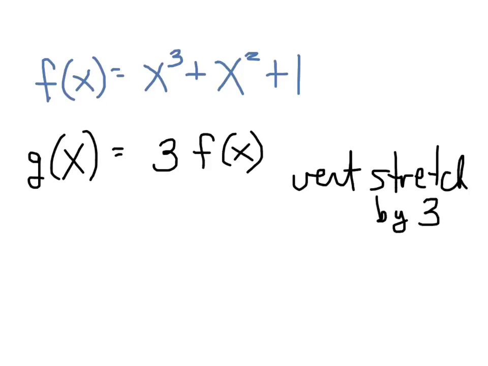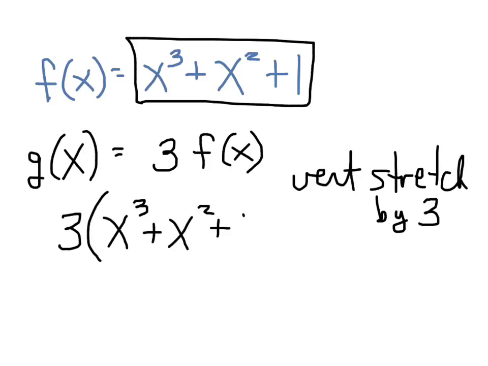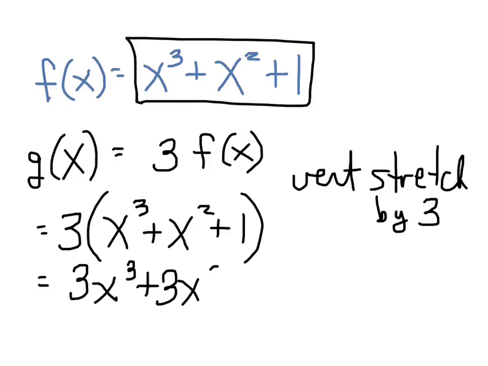Now as far as coming up with the actual equation, f of x was this whole big monster right here. Now what am I going to do with that monster if it says times by 3? Yeah, so 3 times (x to the 3rd plus x squared plus 1). What do I get? You get 3x to the 3rd plus 3x squared plus 3. Good job. So you've come up with g. You found it. There it is, 3x to the 3rd plus 3x squared plus 3.